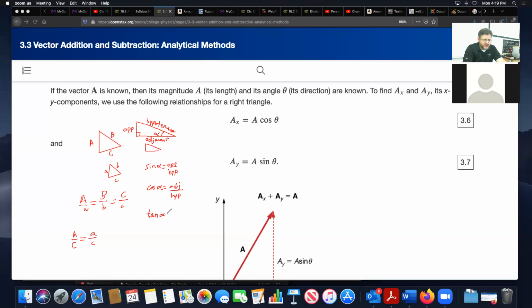Then you have the tangent, which is the one that I was doing first, which is the opposite over the adjacent.